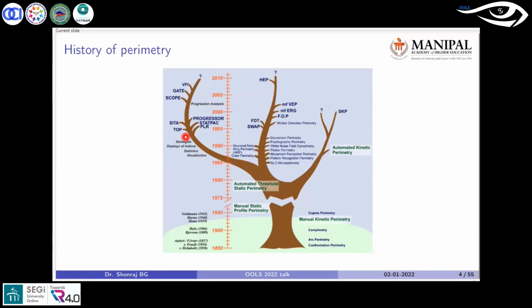So we had frequency doubling perimetry and short wavelength automated perimetry. In terms of algorithms, we have SITA, and the progression analyses, to be honest, like GPA. So we had TOP, SITA, SCOPE, GATE, BFI, and things like that. So many newer algorithms were developed, the most recent one being SITA Faster, which is recently incorporated in the Humphrey machines.